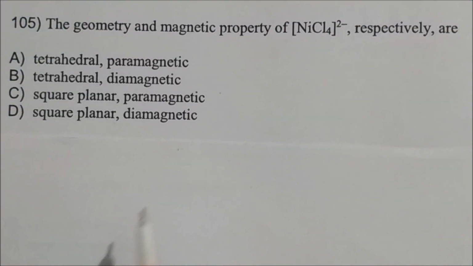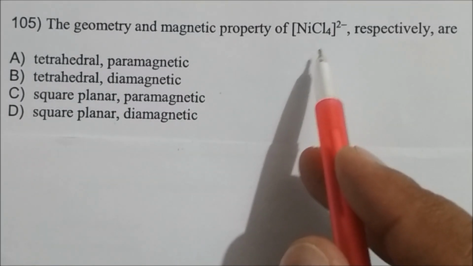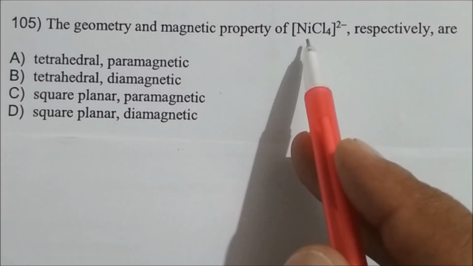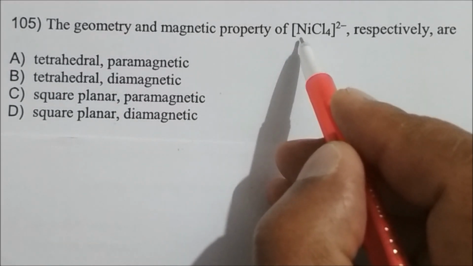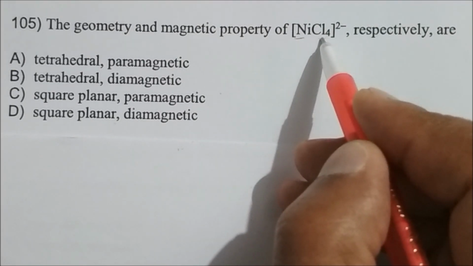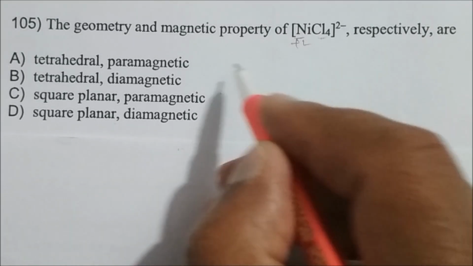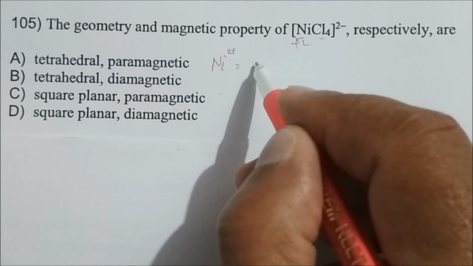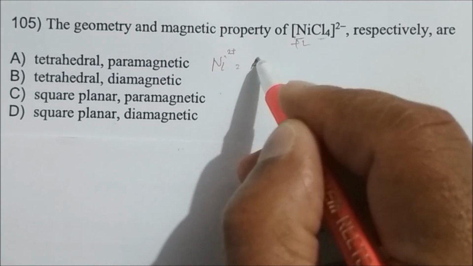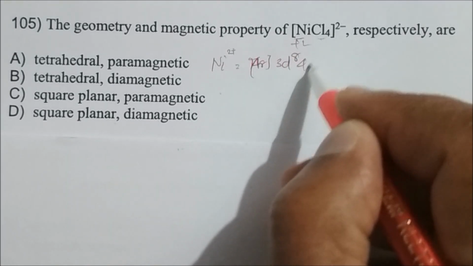The geometry and magnetic property of NiCl4 2 negative. Here Cl is a weak ligand, so it will not pair the electrons of nickel. What is the oxidation state of nickel? There are 4 Cl, so it will be +2. The configuration of nickel di-positive is argon 3d8, because 4s is 0.